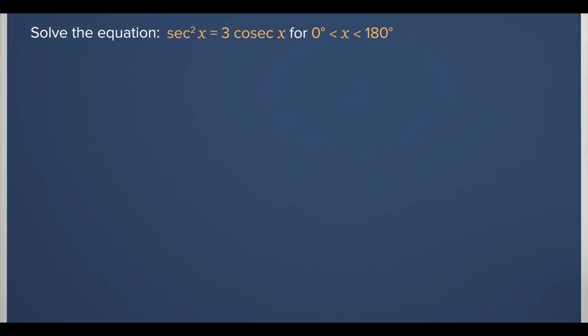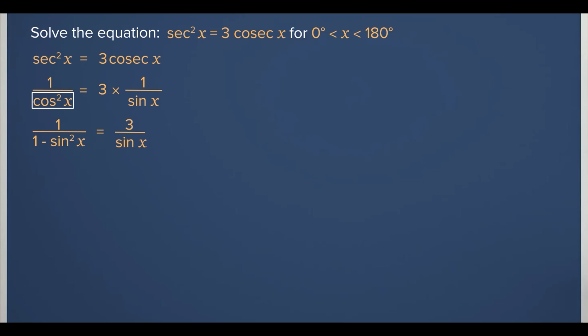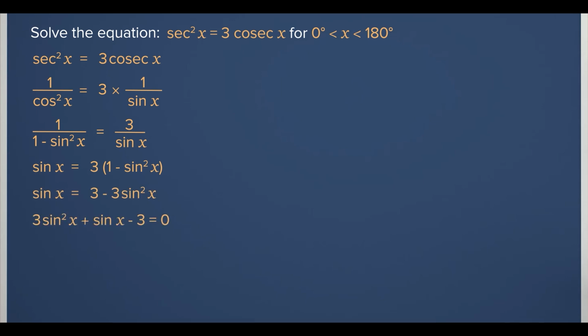As we know, before applying the three-step procedure, we always try to reduce the provided equation into the simple form. We know that secant squared x equals 1 over cosine squared x and cosecant x equals 1 over sine x. Again, cosine squared x can be written as 1 minus sine squared x. Now, by cross multiplication, we get a quadratic equation in terms of sine x.